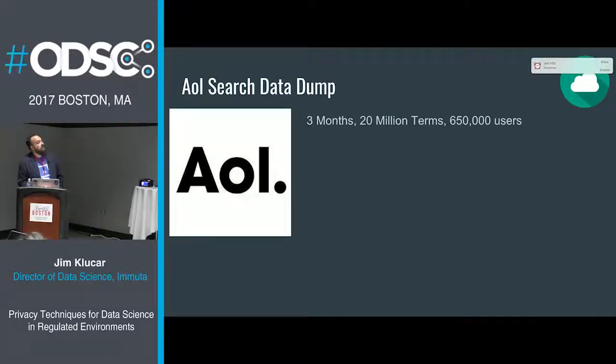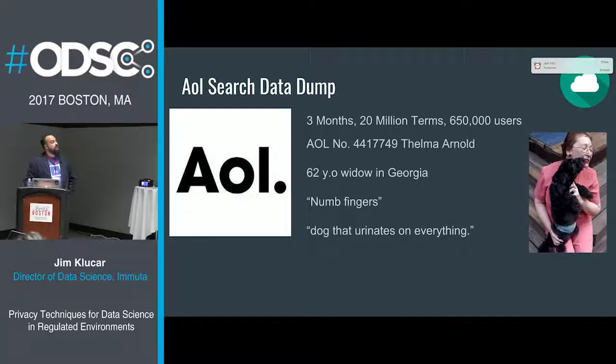However, what happened was researchers got a hold of it, and they identified AOL person 4417749, Miss Thelma Arnold, who was a 62-year-old widow in Georgia with numb fingers and a dog that urinates on everything. And you'll see her picture, like her dog's even wearing a diaper there. Like, we know way too much information about Thelma Arnold now. And so this was actually a big problem.